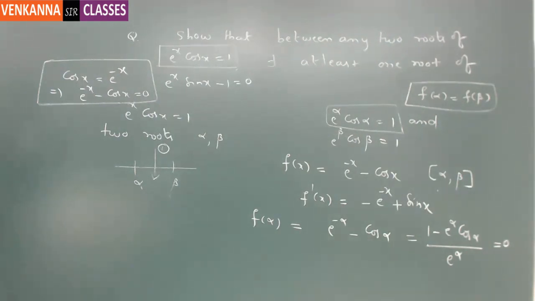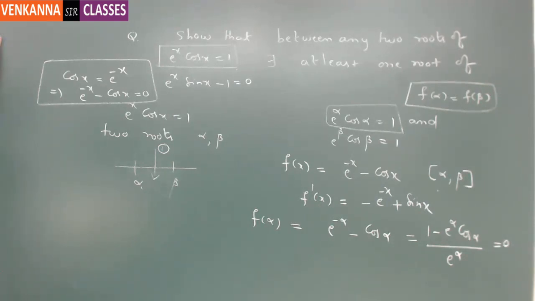Therefore, f satisfies all the three conditions of Rolle's mean value theorem. Hence, we can apply Rolle's mean value theorem for f on the interval alpha beta. Any more questions here for anyone? Or is that clear? Please tell.